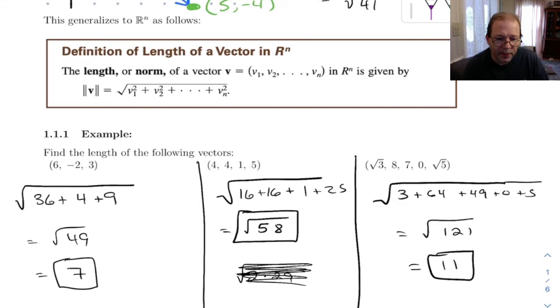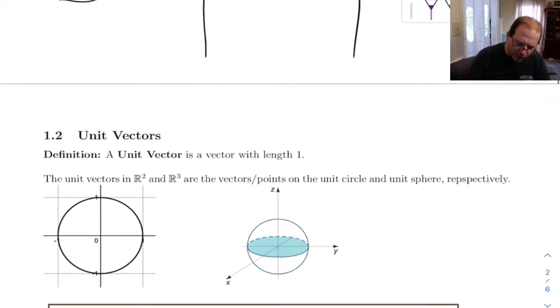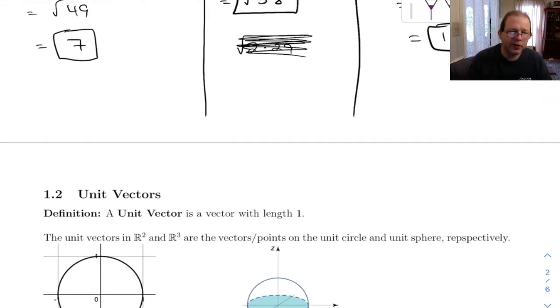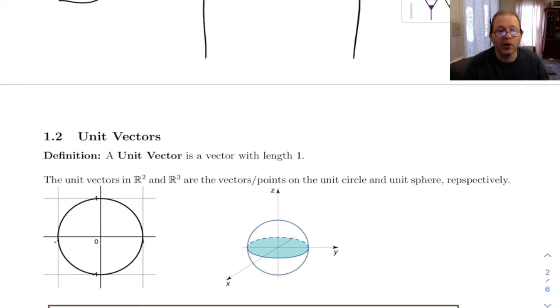All right, so that's really all there is to finding the length of a vector. Now let's talk about unit vectors. A unit vector is just a vector with length 1.